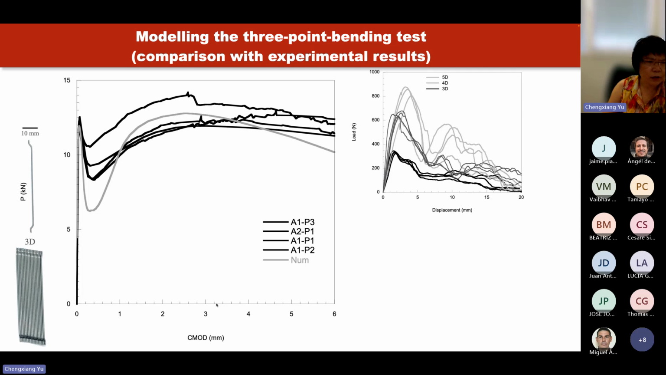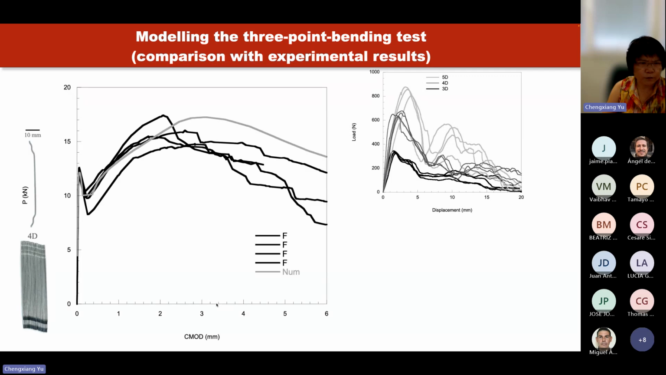This is for 3D fibers, with a 10 millimeter length. And on the right, what you have is the load versus displacement curve. We have grouped all the experimental curves for 3D, 4D, and 5D. What you can see is that for 5D you have more segments of the fibers, and the reinforcement effect is stronger. We see that this is the result for 3D. Now let's say for 4D.